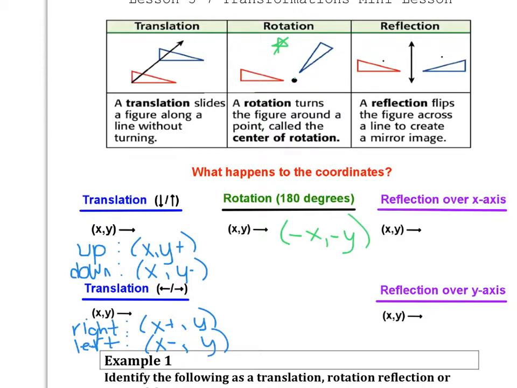If we're reflecting over the x-axis, so it's flipping over that axis, the x values will all stay the same, but the y values will become their opposites. So we indicate the opposite with a negative sign, but that would mean if it was originally negative, it'll now be positive. If we're reflecting over the y-axis, this time the x would become its opposite, and the y would stay the same. So this chart that we just created will really be the basis for all of our coordinate movements for each of these transformations.